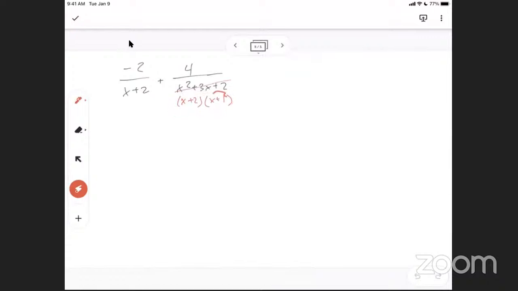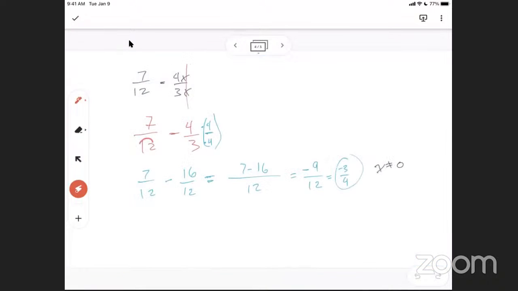I need both of these factors in the bottom. Just look back at this one. What did I need? I needed 12. I needed both of these factors, 3 and 4. So I had to take the smaller denominator and multiply it by what it was lacking, which is 4.